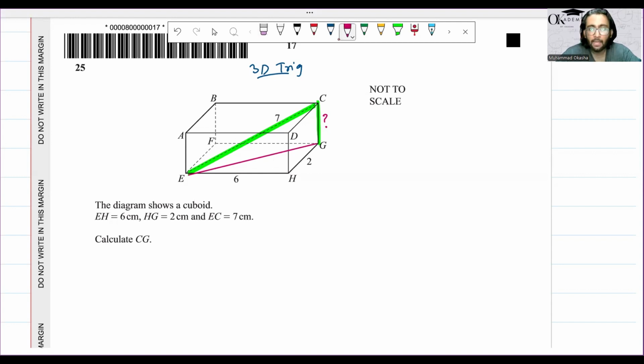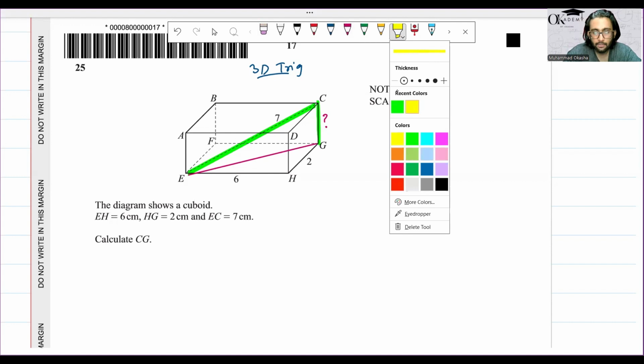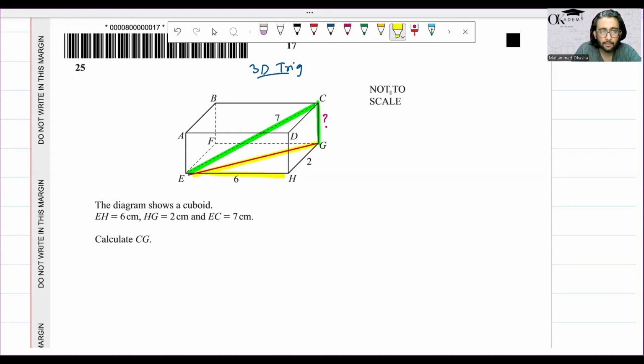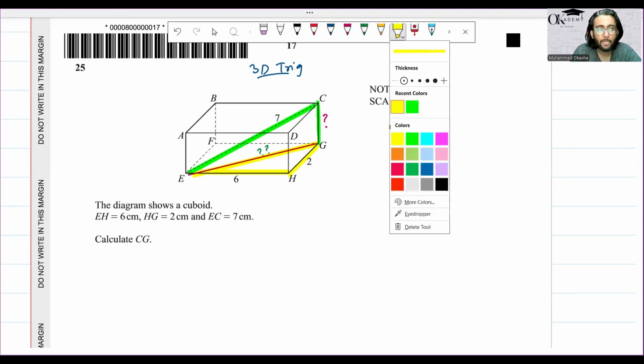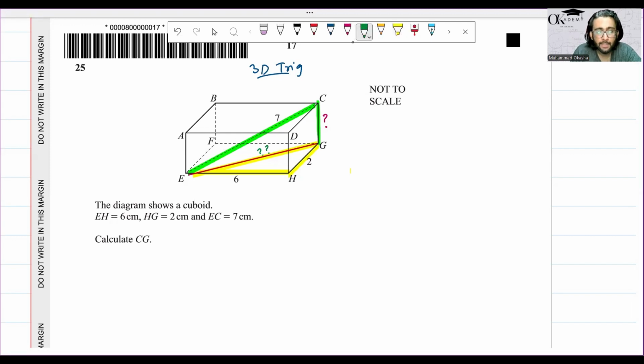So first of all, I will use another right angle triangle, which is this one, the yellow right angle triangle, to work out the value of the two question marks. Let's just call it EG. And once I know the value of EG, I can then work out the green triangle. So let's work out the value of EG. I think this is pretty simple.